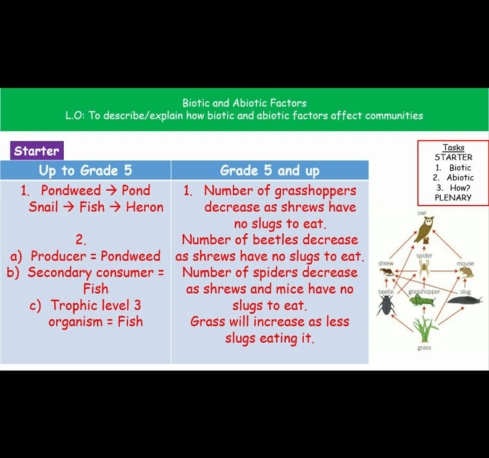Next mark is for saying that the number of beetles could decrease, and the reason for that one is because the shrews have no slugs to eat, so they'll be eating more of them. Again, 2 marks for that. Next one is for saying the number of spiders could decrease, and the reasoning for that is that the shrews and the mice have no slugs to eat, so they're eating more of the spiders.